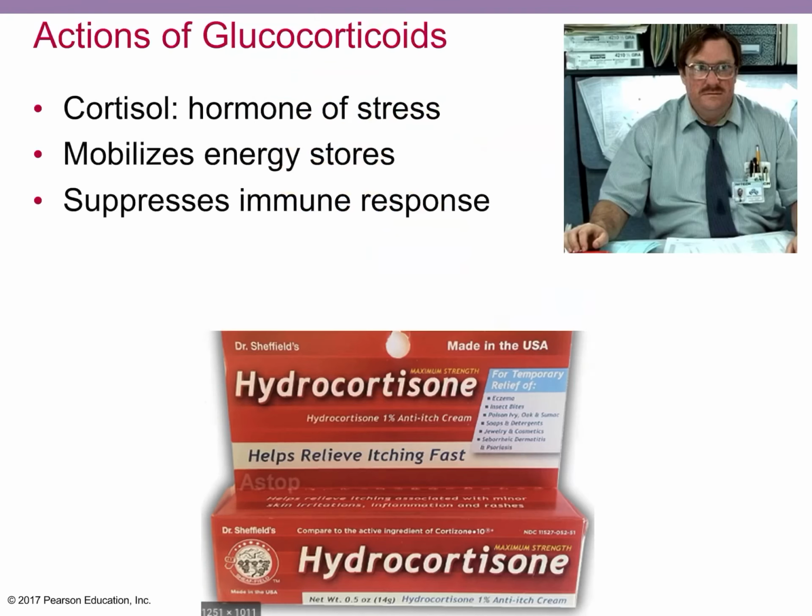So some actions of our glucocorticoids: it is a stress hormone, and if your body's under stress, it's kind of the same thing as epinephrine does. It's going to mobilize your energy stores. So it's going to start to break down fats, start to break down glycogen, start to break down amino acids. So it acts in the same way to set up your body.